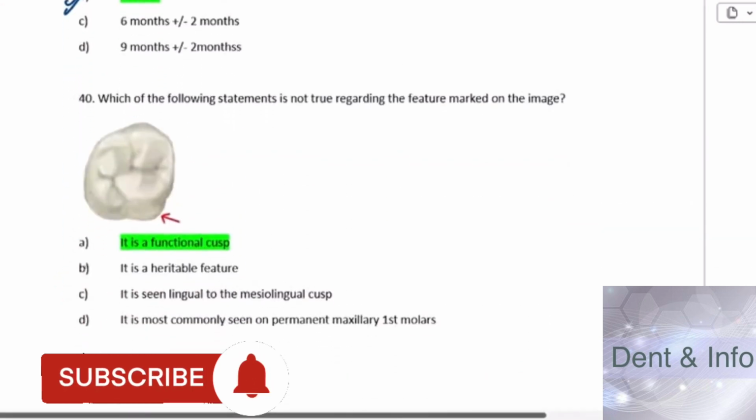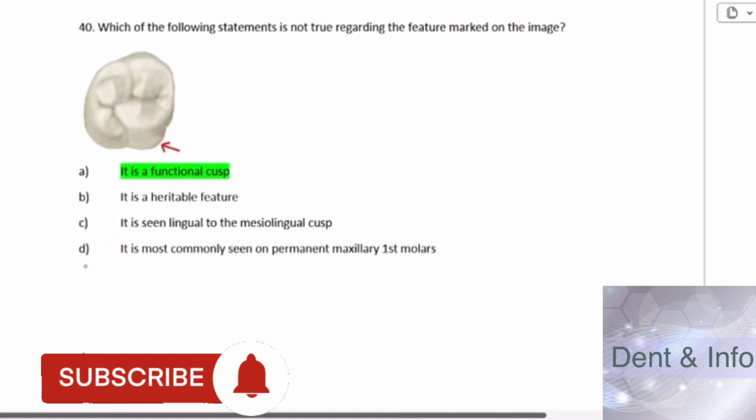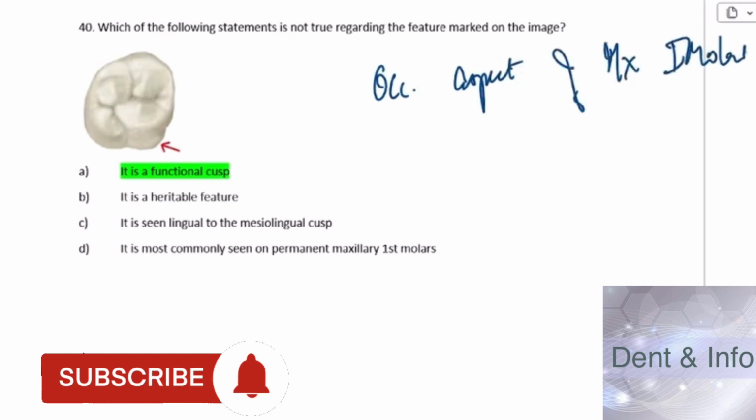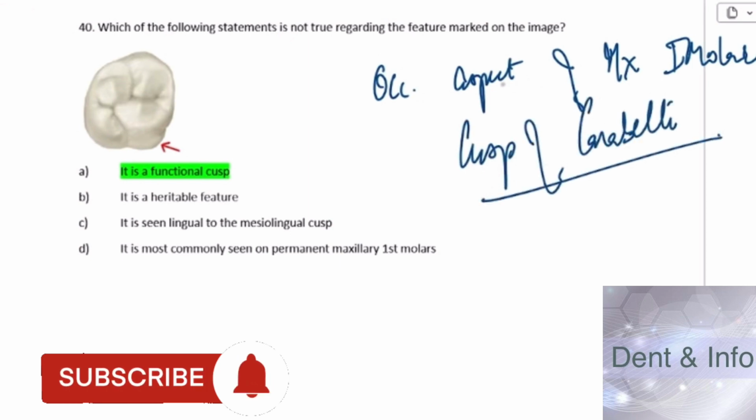Next, which of the following statement is not true regarding the feature marked in the image? So what are they showing? This is an occlusal aspect of maxillary first molar, right? What is the red arrow indicating? Cusp of Carabelli. That is not the question. Now the question starts. What is not true regarding cusp of Carabelli?